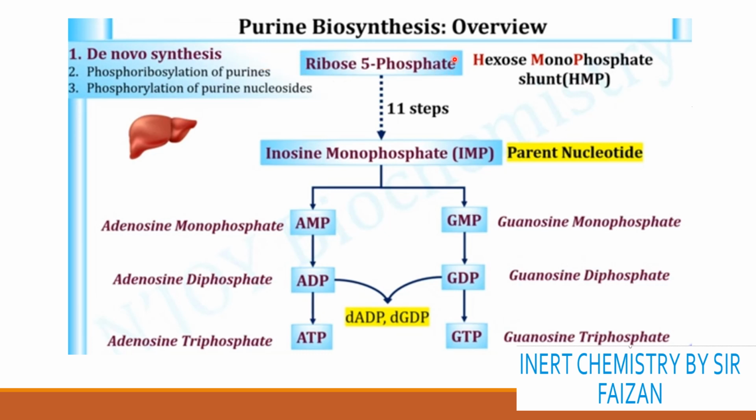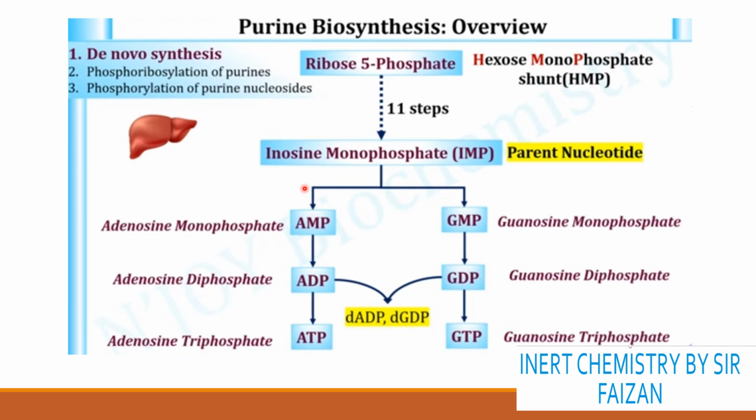The starting material for the de-novo synthesis is ribose 5-phosphate. This molecule is formed by the hexose monophosphate shunt, also called the HMP pathway. After a series of 11 steps, it is converted into inosine monophosphate. This inosine monophosphate is shortly called IMP. It is a parent nucleotide.